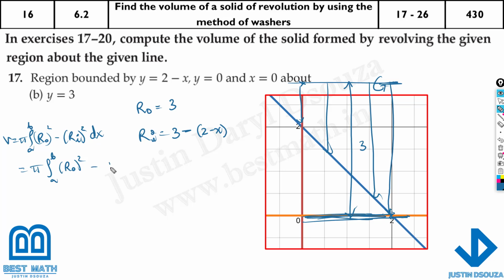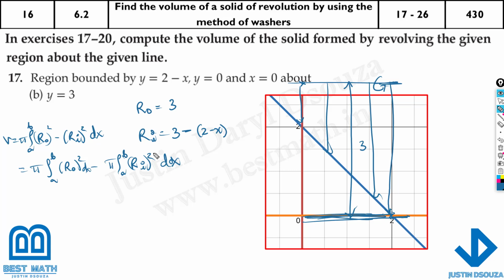Outer radius squared minus pi integral a to b inner radius squared. Both of that will give you the same answer. It doesn't matter. Over here also you have to write dx. You're just multiplying dx and the integral and pi to both the terms. Both are correct, it doesn't matter. If you want to make it look big, yes, you can do that.